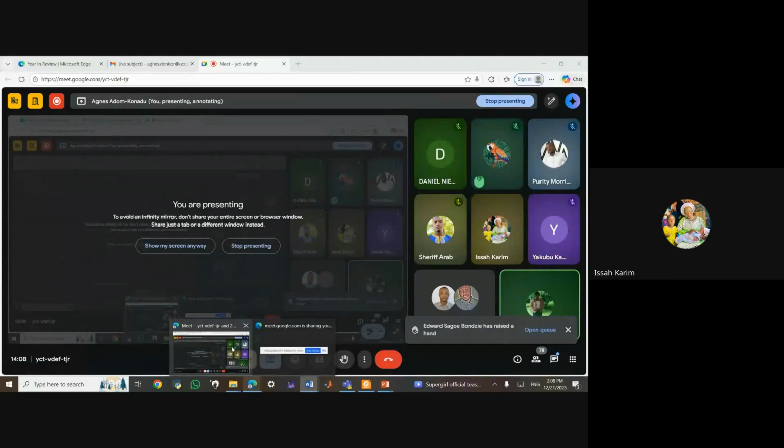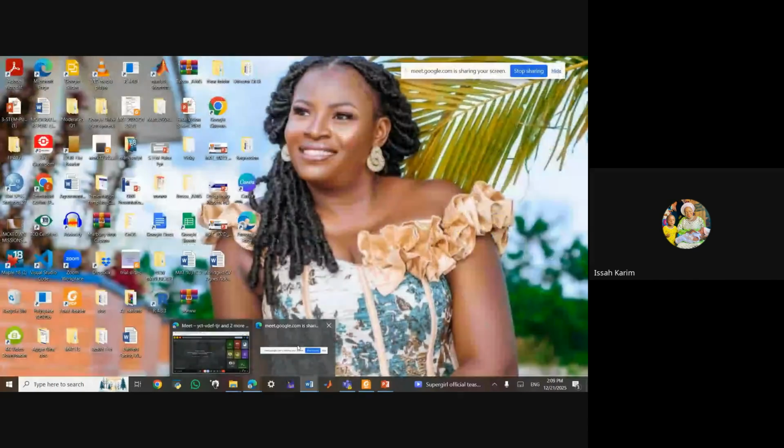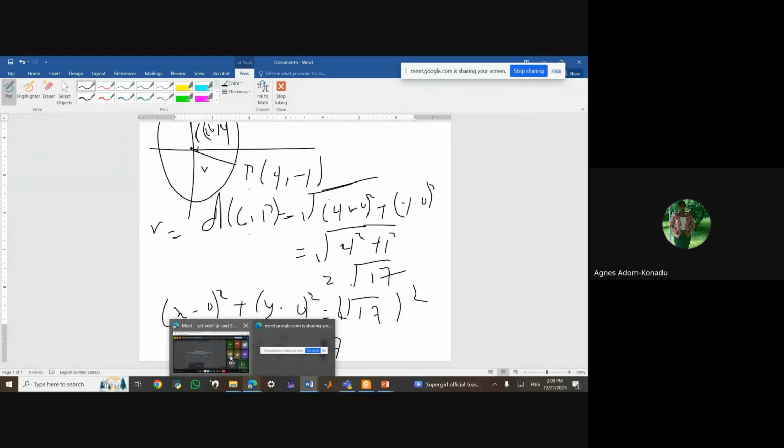So when we substitute those into the formula, we'll have 4 minus 0 squared plus -1 minus 0 squared equals r squared. So our r squared will be equal to 4 squared plus -1 squared, and we get r squared to be equal to 17. So the equation of the circle will give us 17 equals x minus 0 all squared plus y minus 0 all squared. And at the end of the day, we get the same solution. Okay, thank you very much.